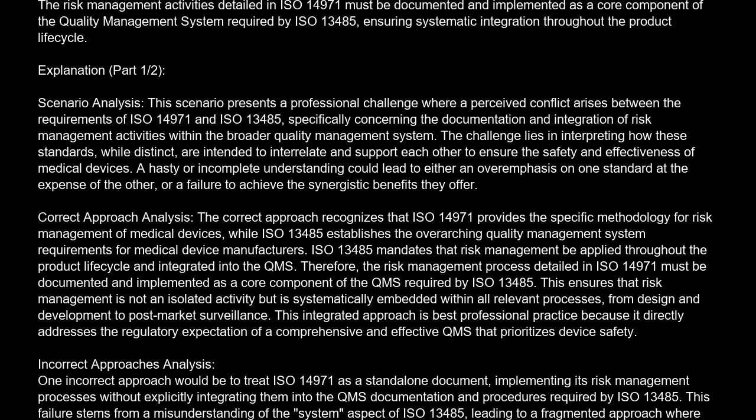Incorrect approaches analysis. One incorrect approach would be to treat ISO 14971 as a standalone document, implementing its risk management processes without explicitly integrating them into the QMS documentation and procedures required by ISO 13485. This failure stems from a misunderstanding of the system aspect of ISO 13485, leading to a fragmented approach where risk management activities might not be consistently applied, reviewed, or controlled as part of the overall quality system.